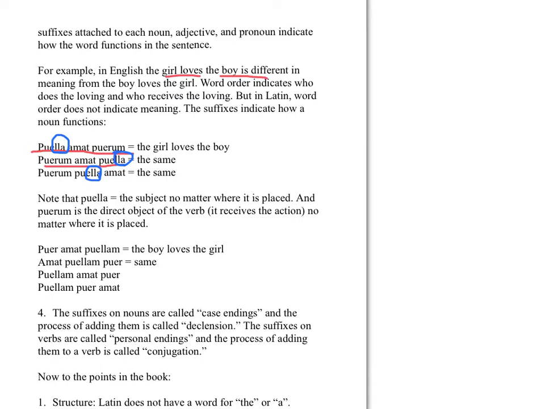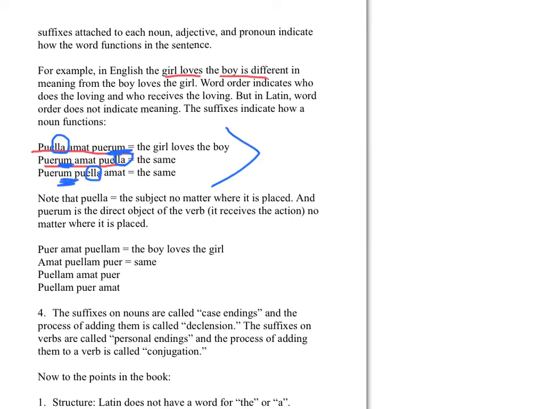It's the word endings in Latin, both for verbs and for nouns, adjectives, and pronouns, that indicate how they function in a sentence. So you've got to learn to be in the habit of not reading in English word order, but analyzing the endings of verbs, nouns, adjectives, and pronouns. Each of these sentences says that the girl loves the boy, even though they're in a different word order. The reason you can tell is because in every single instance, puella ends with an A. That means it's the subject of the sentence. And puerum ends with an M. That means it receives the action. That's called the direct object.